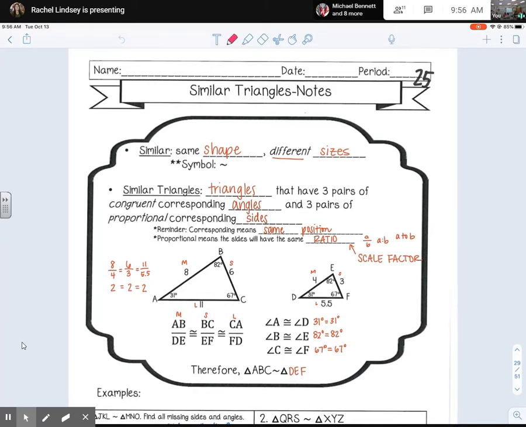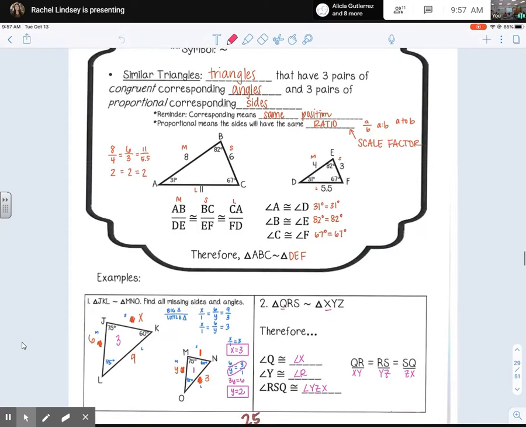So they have 3 sets of congruent angles, and they have 3 sets of proportional sides. To see if sides are proportional, you set up small over small, medium over medium, large over large. Reduce those fractions, see if they are the same. If they are, then they are similar triangles. If they're not, then they are not similar.